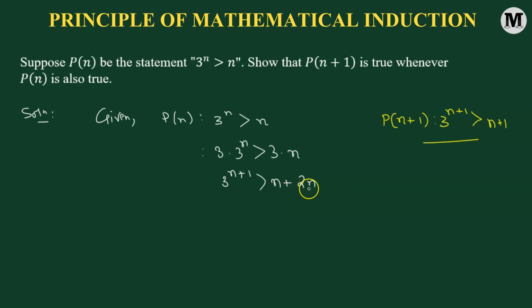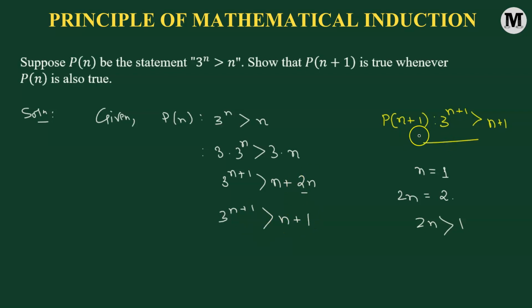Now here we know that n is a natural number. What is the smallest natural number that's possible? The smallest natural number is 1. If we choose n equal to 1, then 2n is simply equal to 2. So can we not say that 2n is always greater than 1? This means we can replace it with 1 and the statement will still stay valid. So we have 3 raised to the power of n plus 1 greater than n plus 1.